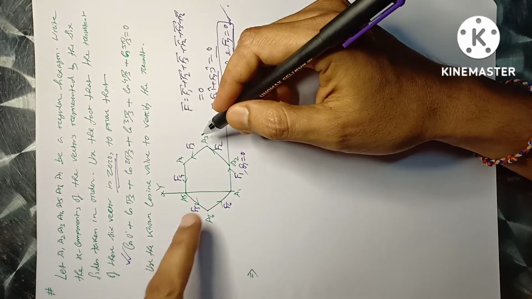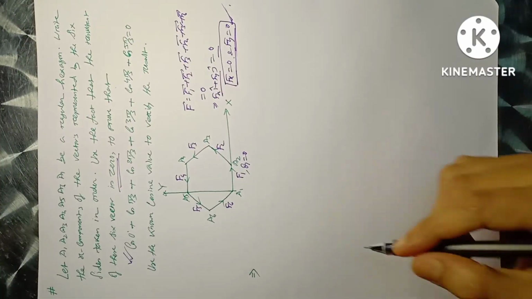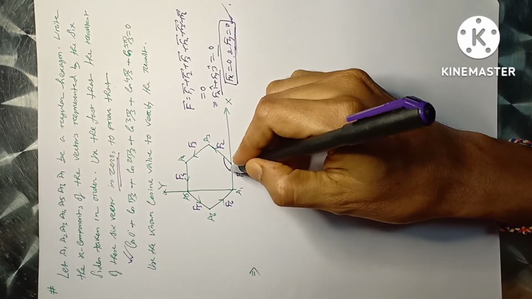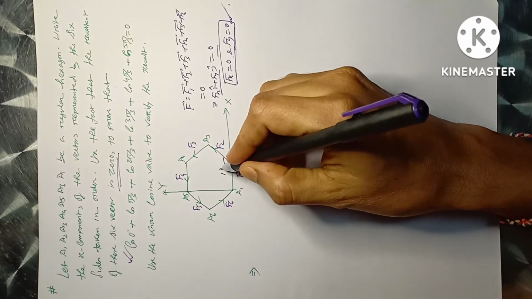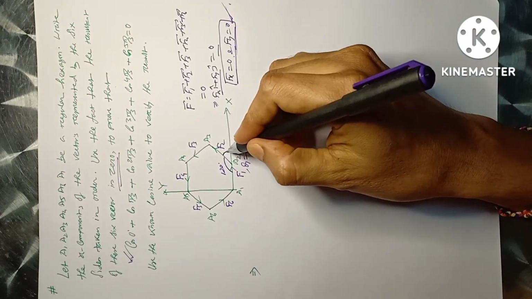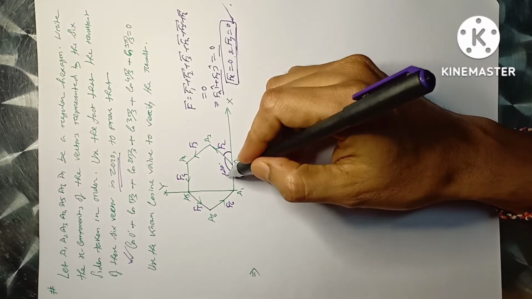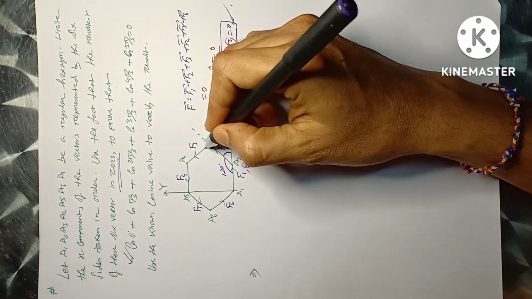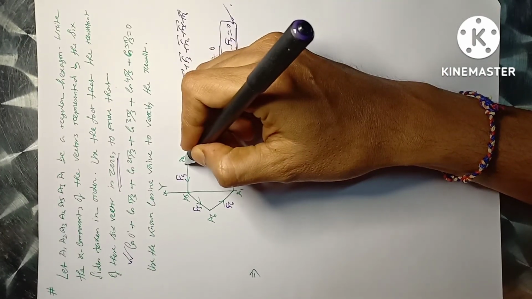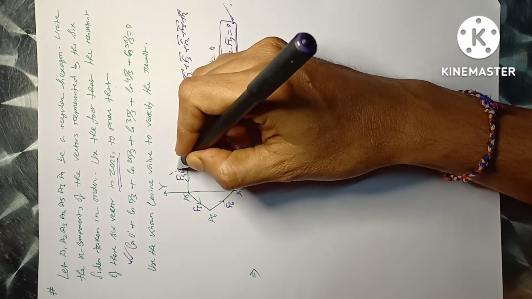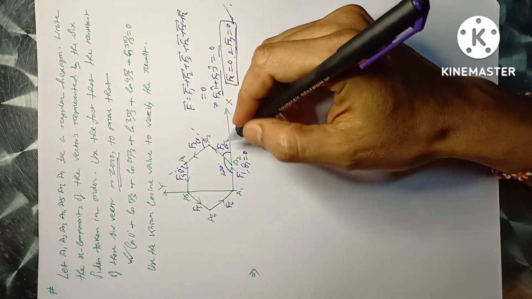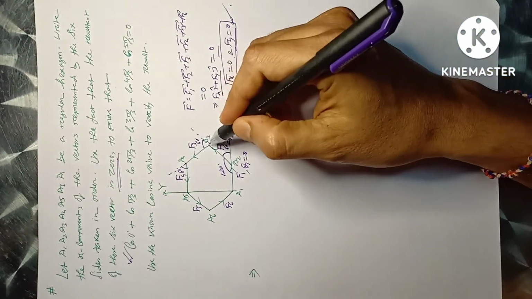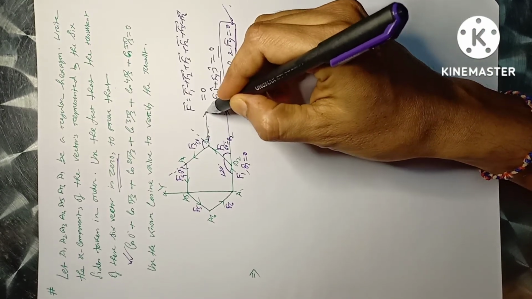In the case of a hexagon, we know that the angle between consecutive sides is 120 degrees. So this angle will be 180 minus 120, 60 degrees. Similarly, this is also 60 degrees, and this is also 60 degrees. So with the x-axis, f2 makes an angle of 60 degrees, then we can write theta 2 equal to 60 degrees. And similarly, this is the direction of the x-axis.